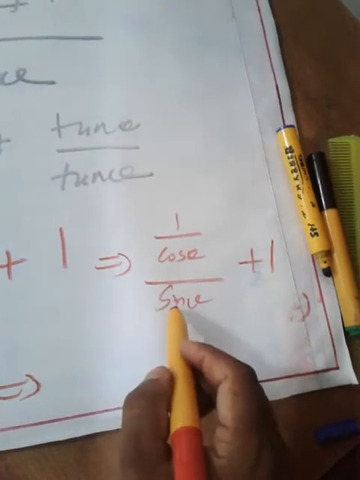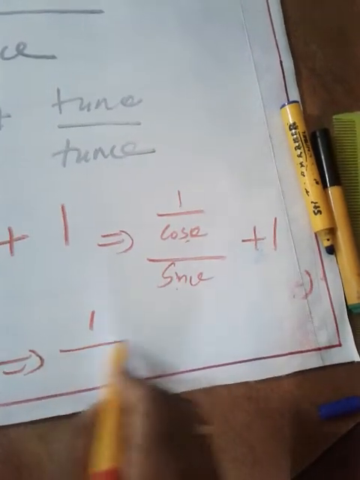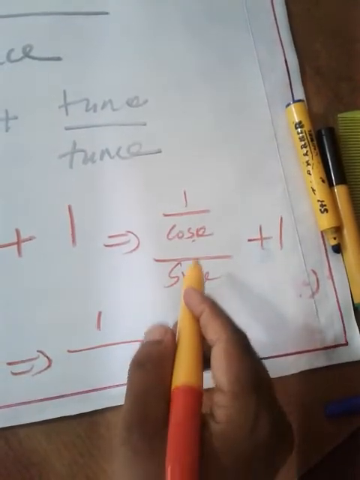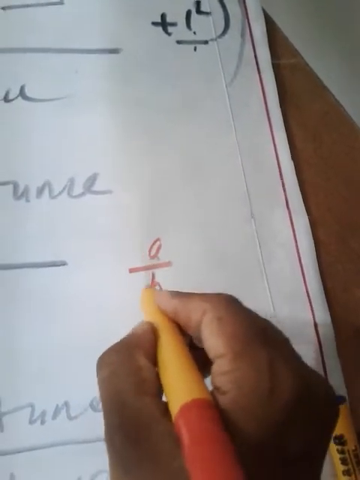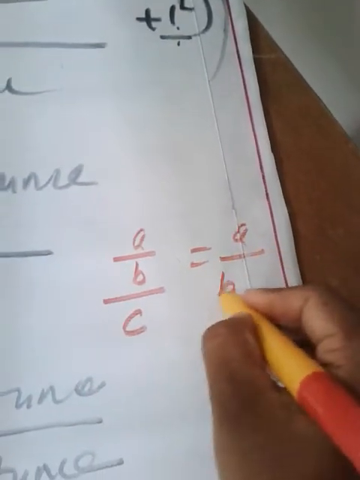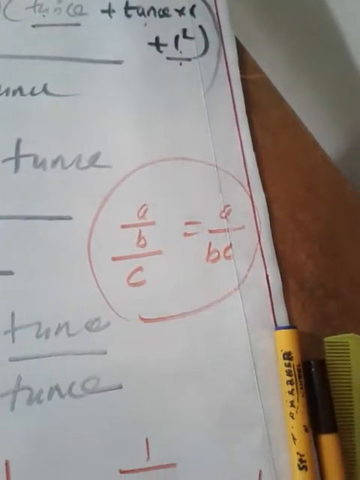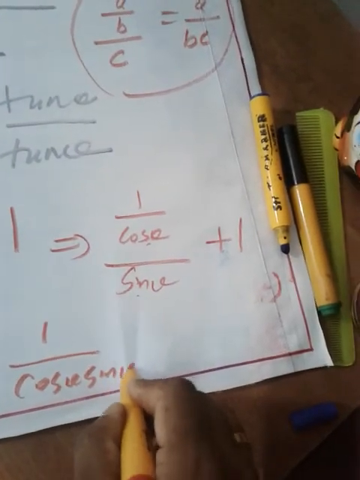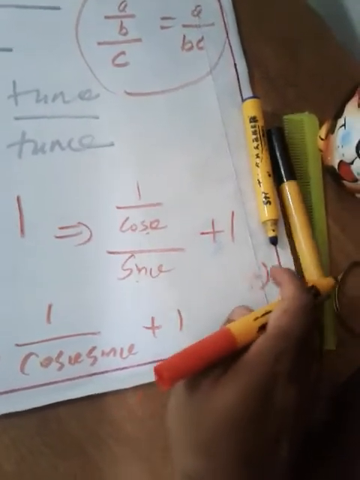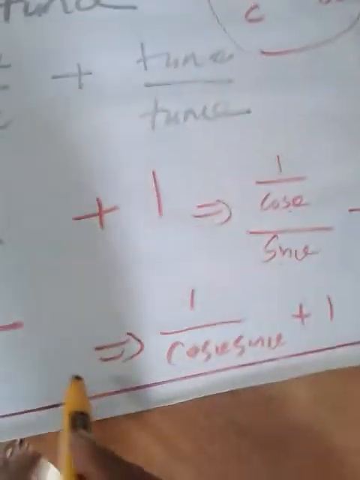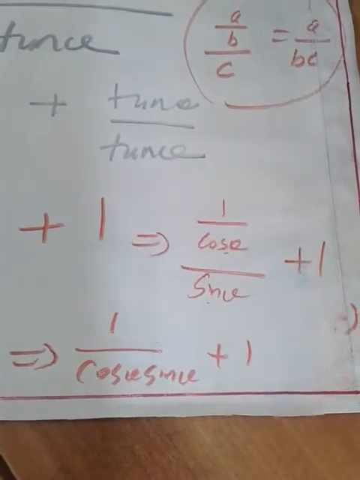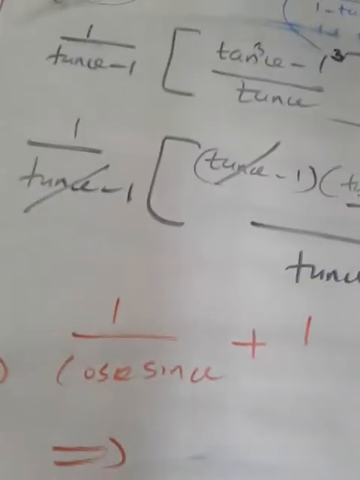Now you just see, the sin theta will join with this cos theta. So 1 by, that is a rule, you know, when you multiply with the reciprocal, the sin theta will automatically join with this cos theta. So a by b by c will be a by bc. See, so it becomes 1 by cos theta sin theta plus 1. And now let me write here. So we have reached this much.